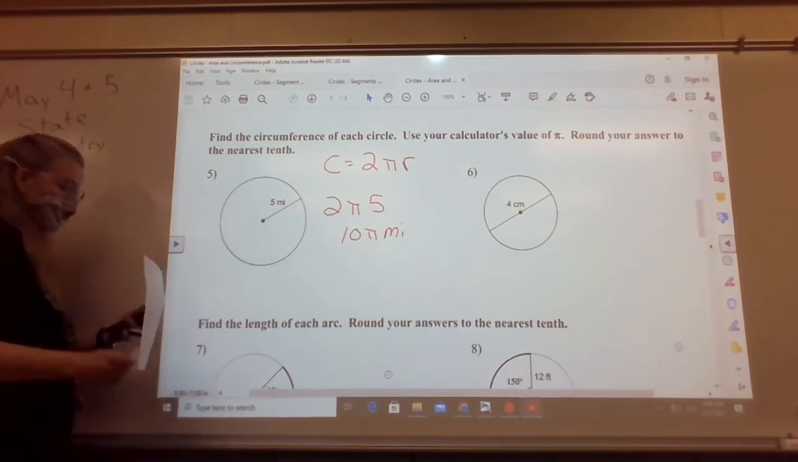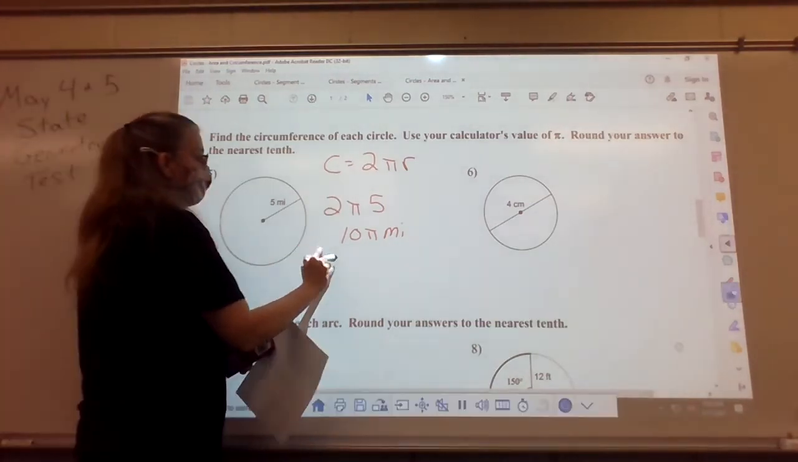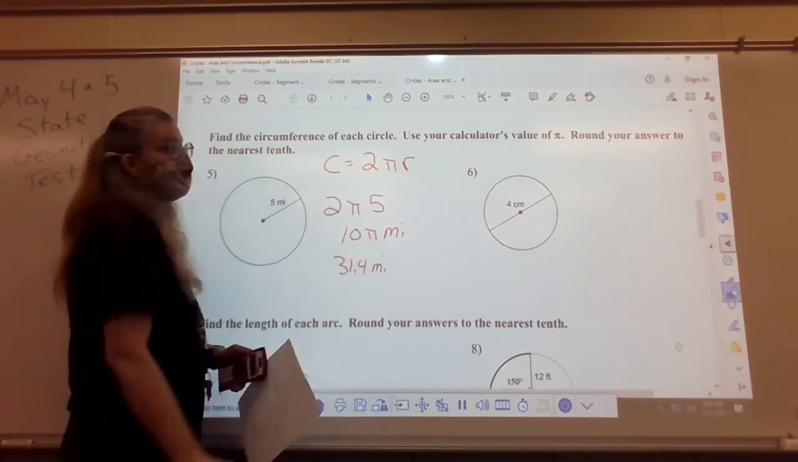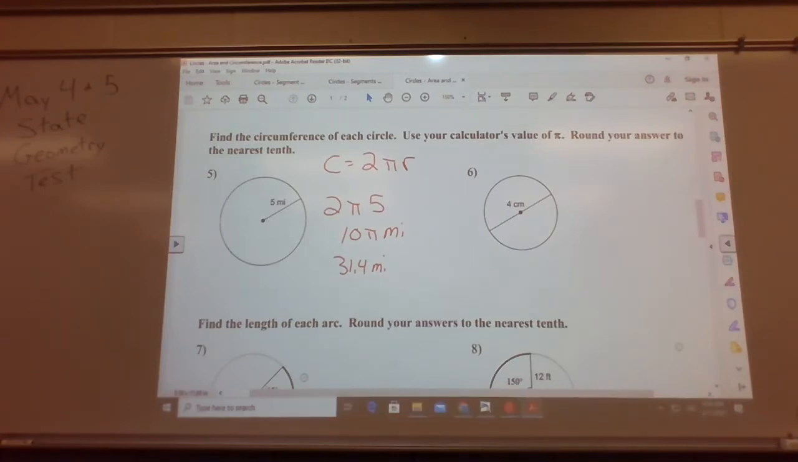I don't know what that is. So we're going to take 10 times pi, and I need 31.4. Oh, I know what that is. 31.4 miles of fence. So that's my answer there.